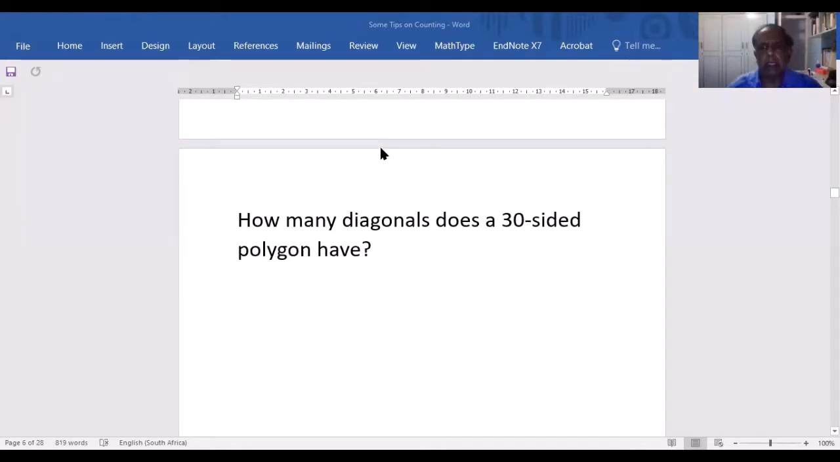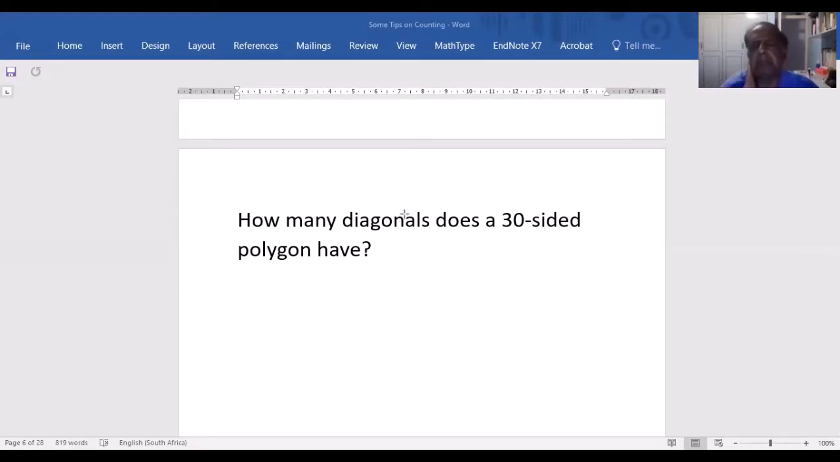How many diagonals does a 30-sided polygon have? All right, now you know what a diagonal means in the case of a quadrilateral, but you can have diagonals in any polygon.